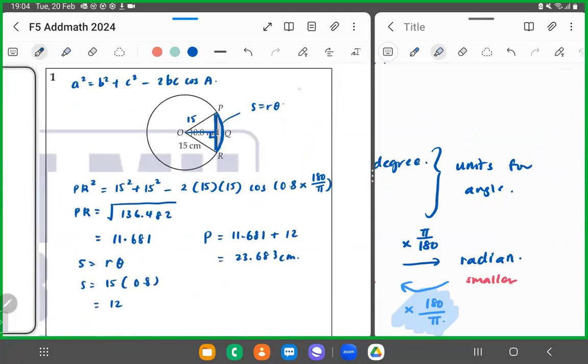PR is 2r sine theta over 2, right? But remember, because it is sine, change this one to degree. Both also work. No problem, huh?